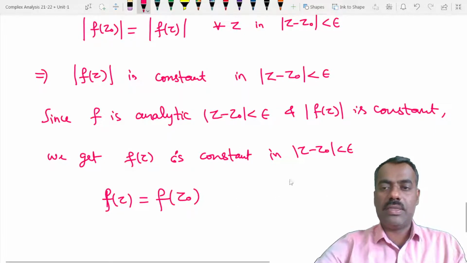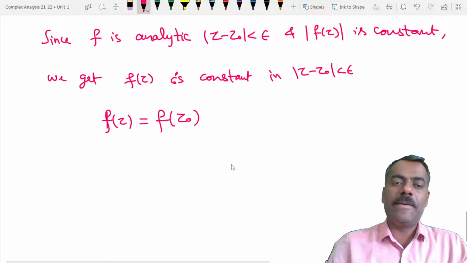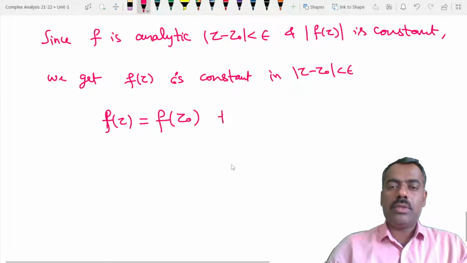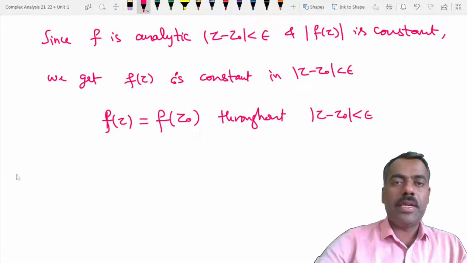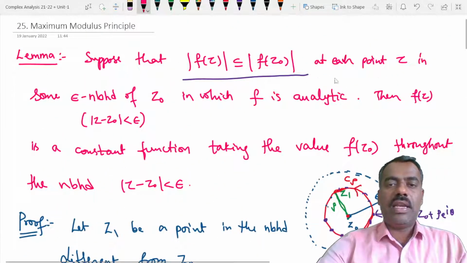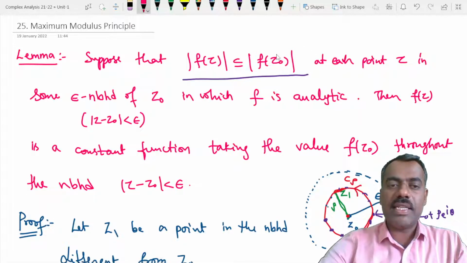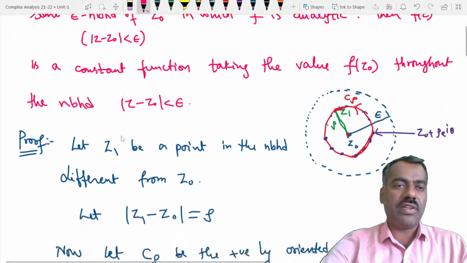So in particular this f of z is not only constant, it has to be equal to f of z naught throughout the neighborhood mod z minus z naught is less than delta. That proves the lemma, that if at all an analytic function in a neighborhood has maximum value f of z naught in that neighborhood, then the only possibility for that analytic function is constant.